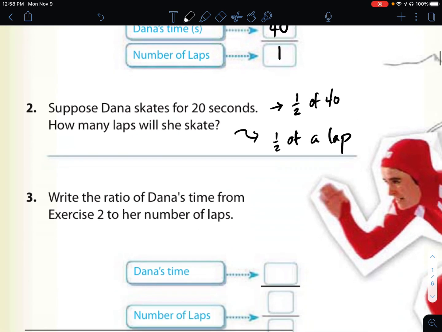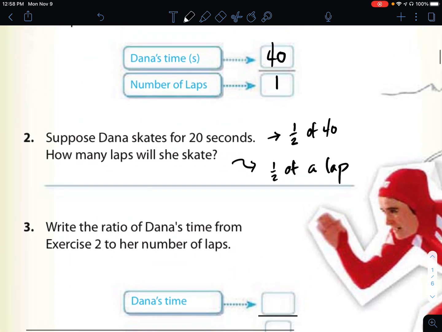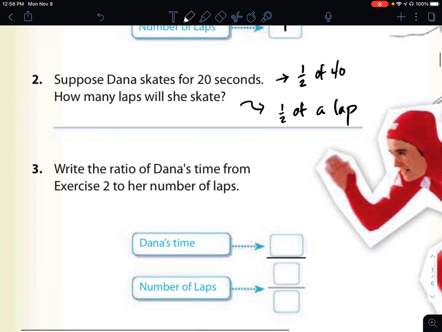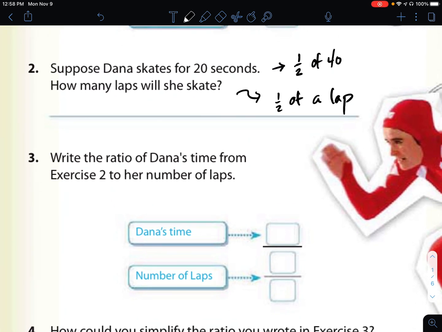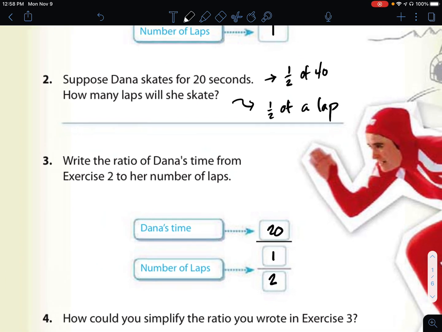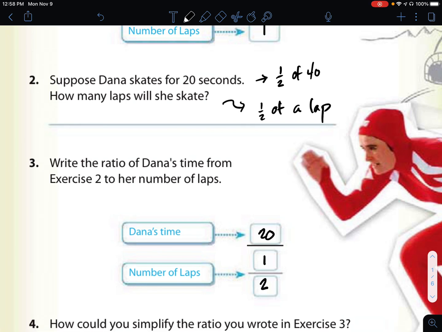Okay, so if you want to write this again as a ratio, write the ratio of Dana's time from exercise 2 to the number of laps. Okay, so Dana's time now is 20 seconds, and the number of laps that she will complete in 20 seconds will be 1/2. So this is a good example of a complex fraction, and we will learn to simplify that in this lesson.